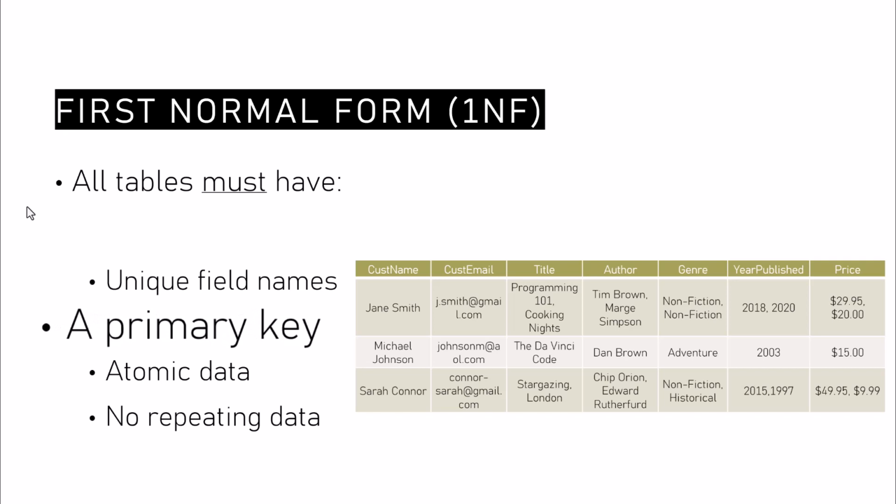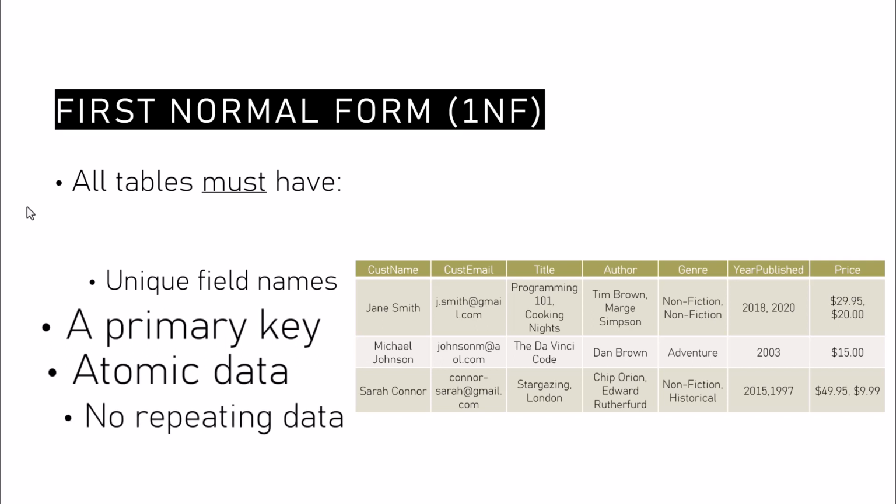What if I had two Jane Smiths, for example, or two Programming 101 books? I've got no way to identify each record. Likewise, things like customer name and author should really be broken down into separate first name and last name attributes. And then obviously in this case, wherever we have multiple entries in the same cell of the table, so to speak, that's where we've got repeating data.